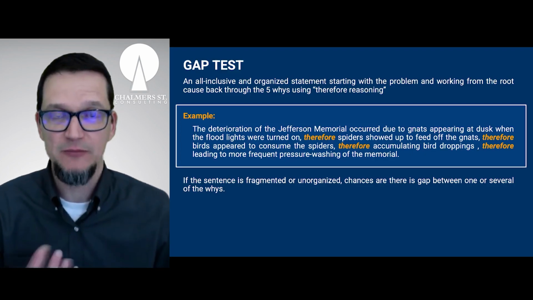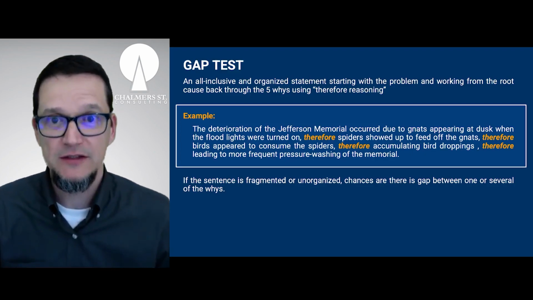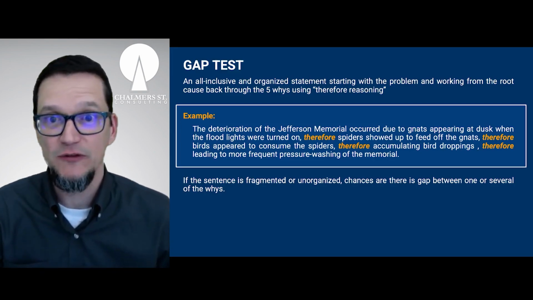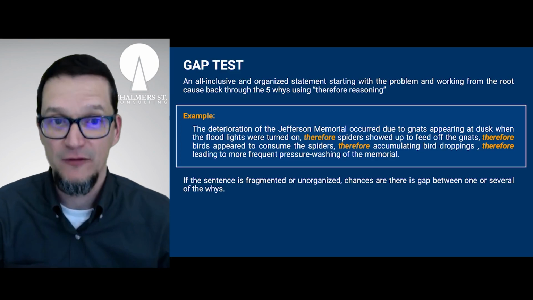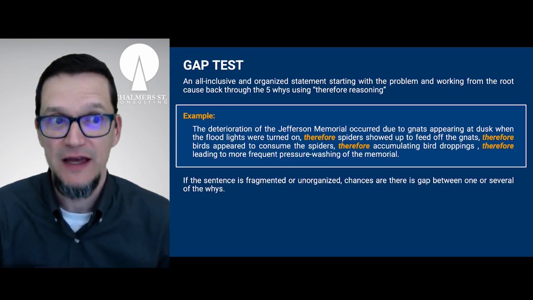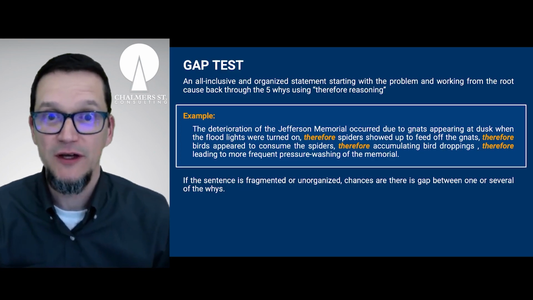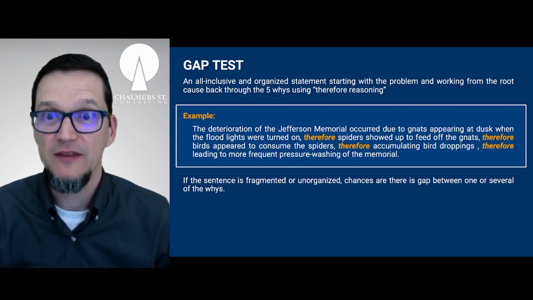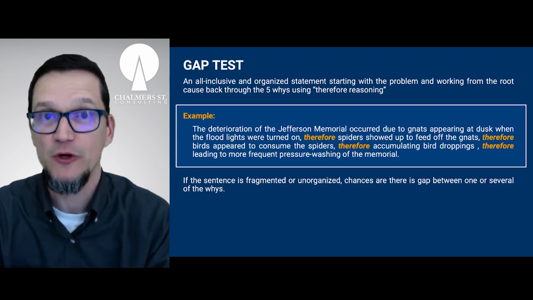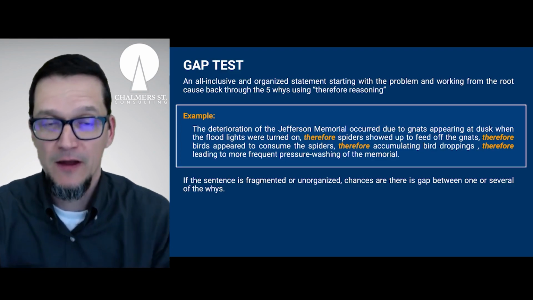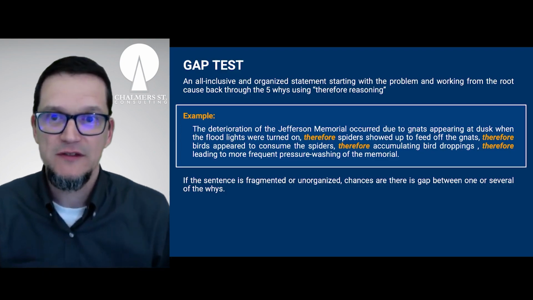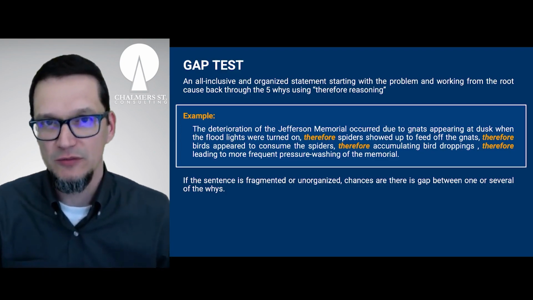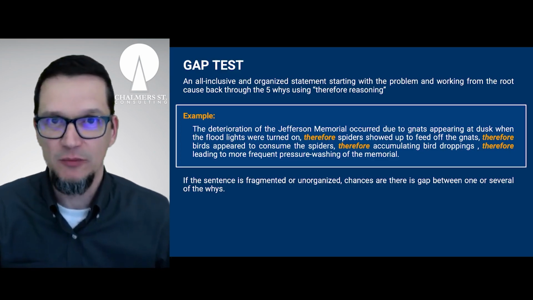So in this example, I'm just going to read this off for you. The deterioration of the Jefferson Memorial occurred due to gnats appearing at dusk when the floodlights were turned on. Therefore, spiders showed up to feed off the gnats. Therefore, birds appeared to consume the spiders, therefore accumulating bird droppings, therefore leading to more frequent pressure washing of the memorial.